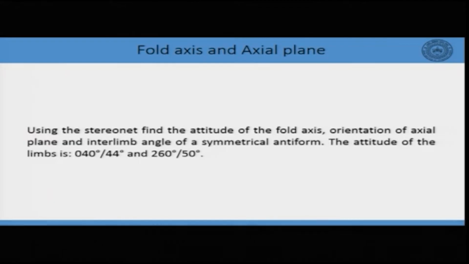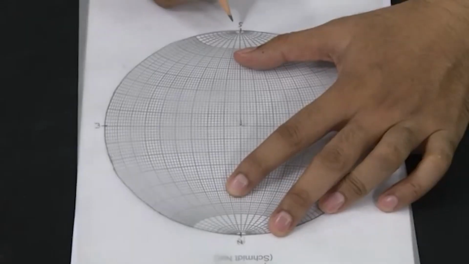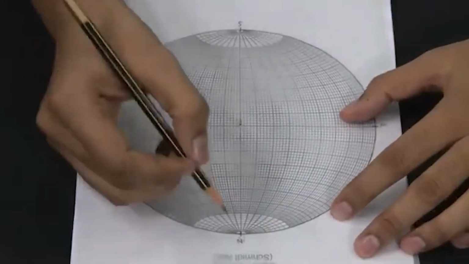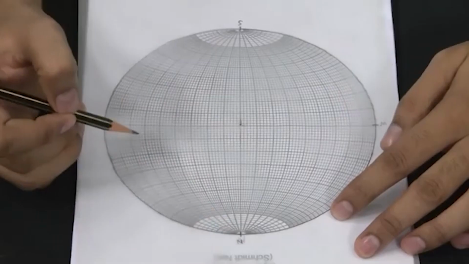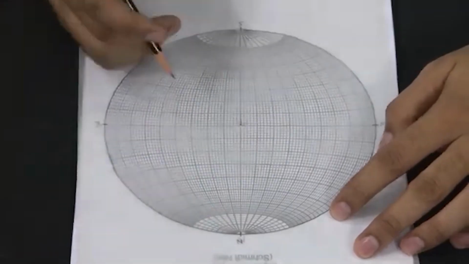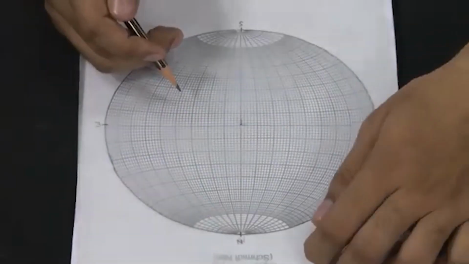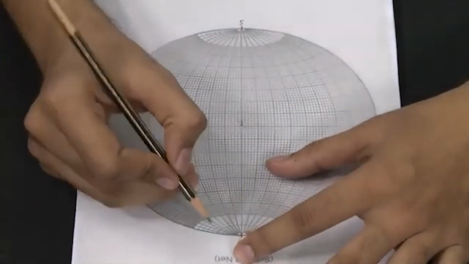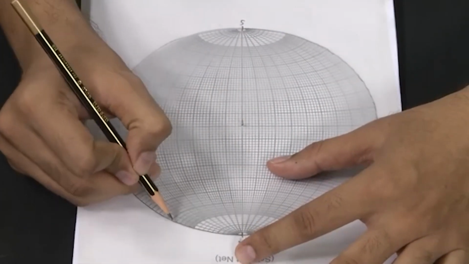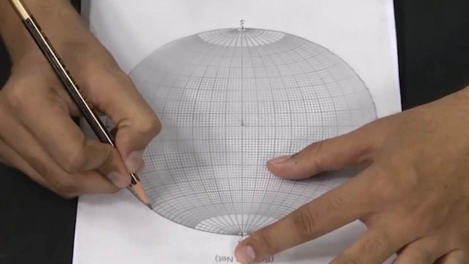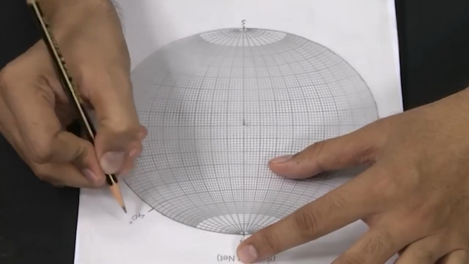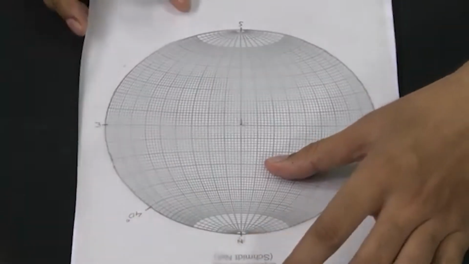So, we will plot it on the Stereonet. The primitive circle is already marked on the tracing paper and direction north, east, south, west is also marked. So, the attitude of the first limb is 40 degree and dip is 44 degree. So, first we will mark the strike. This is 10, 20, 30, 40. This is 40 degree and dip is 44 degree.